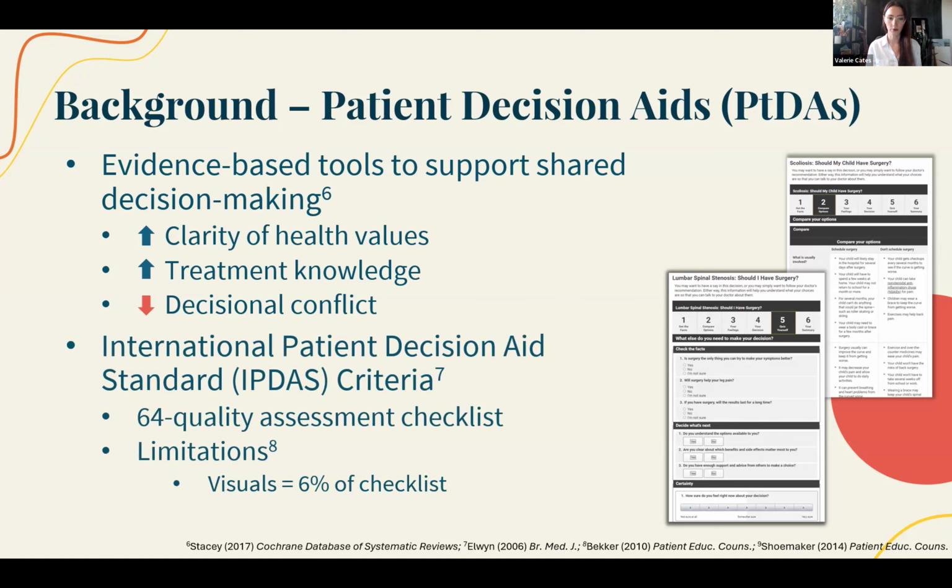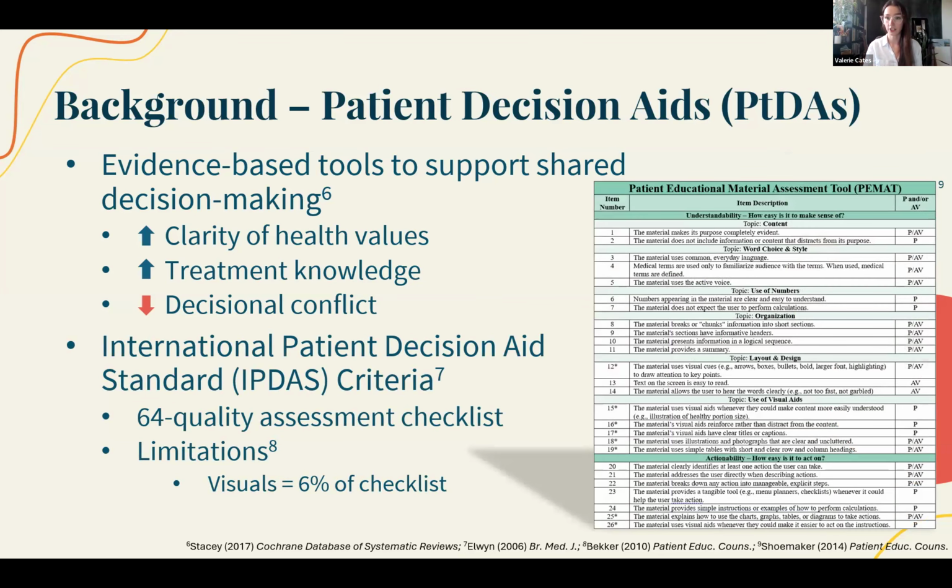It's a large 64-point checklist, but within that checklist, there are some limitations, including the considerations of visual aids, which account for about 6% of that checklist. So we are interested in supplementing with additional tools like the Patient Education Materials Assessment Tool, which has about 25% of its checklist mention visual aids. It basically breaks things down into how easy the content is to make sense of and how easy it is to act on, depending on the presentation medium. So if it's a paper or an audiovisual format.